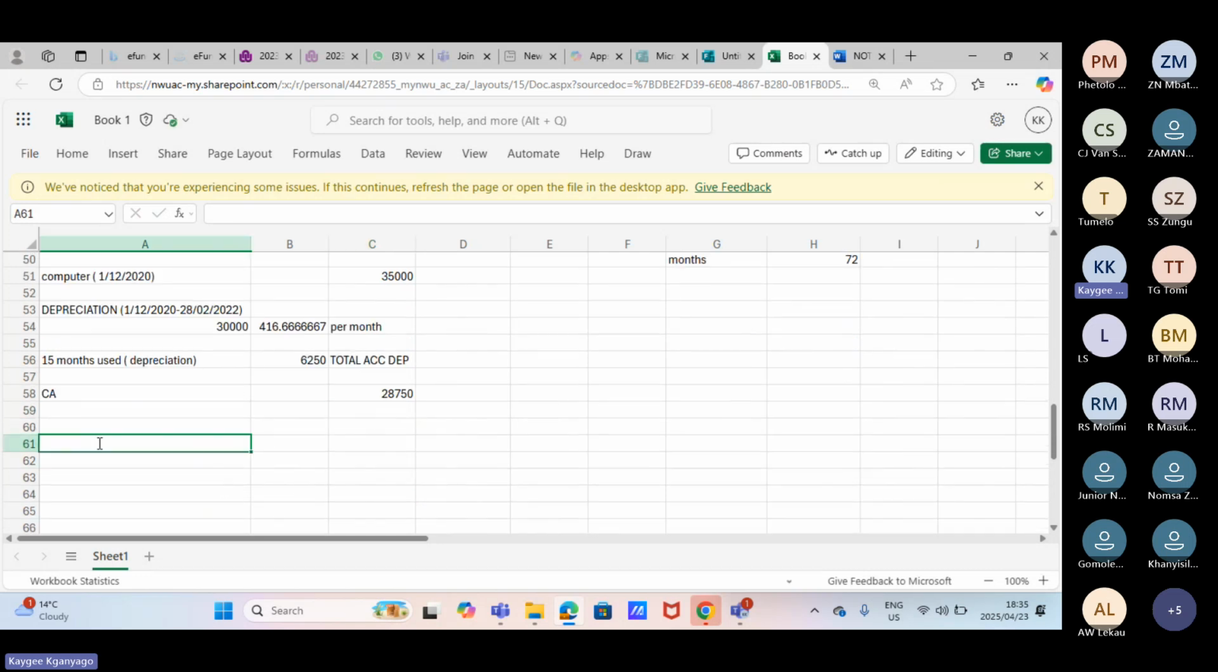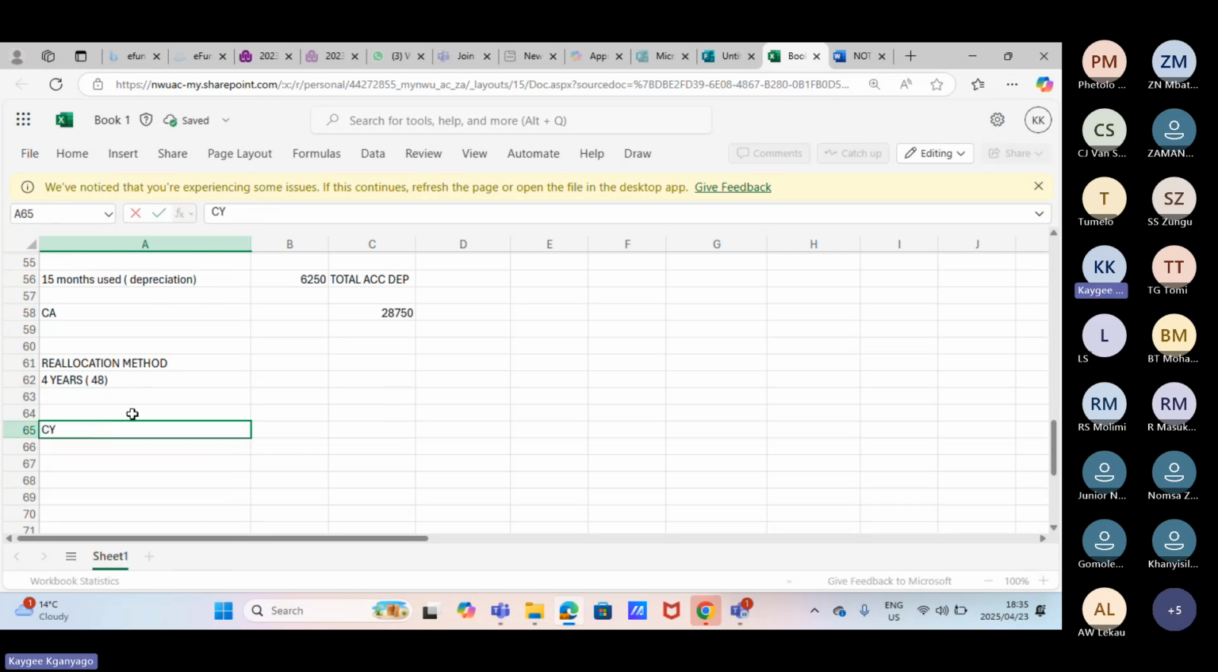Now, the reallocation method comes in. What is the estimated useful life? It's 4 years, right? 4 years. But in terms of months, how much will it be? How much is 4 times 12? It's 48. 48 in total.